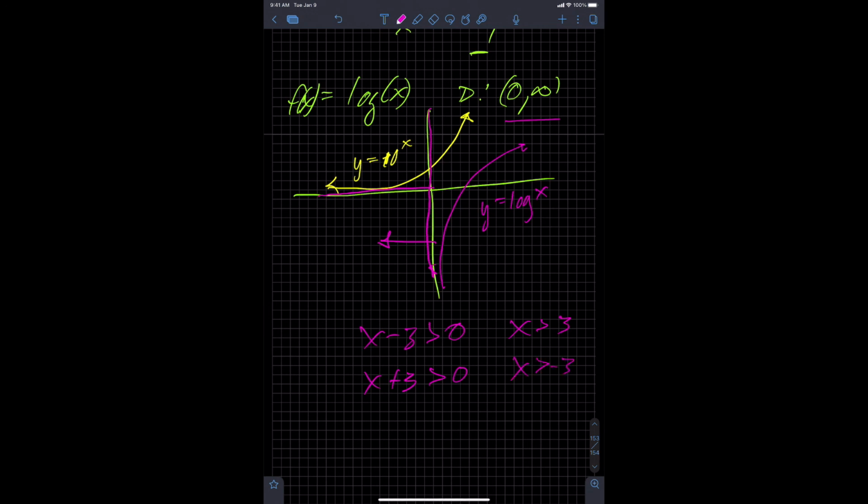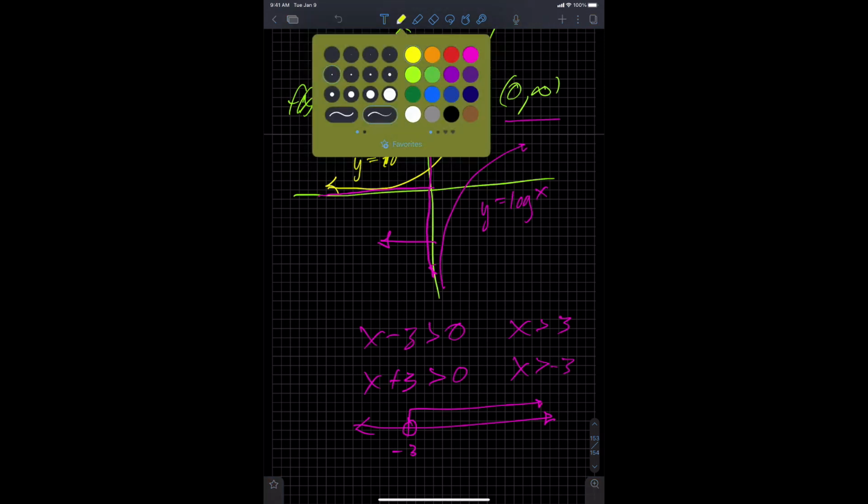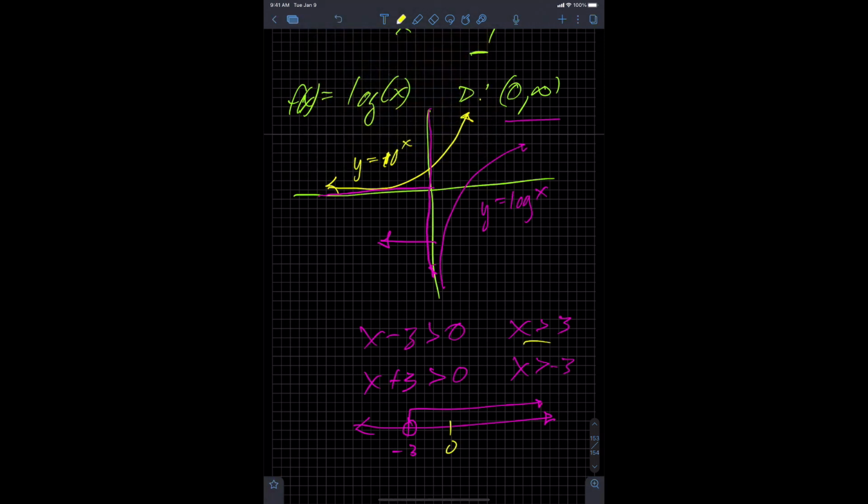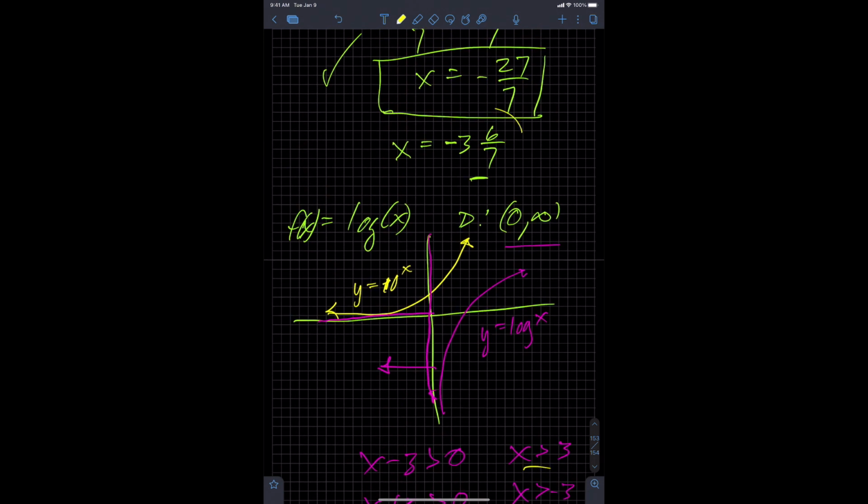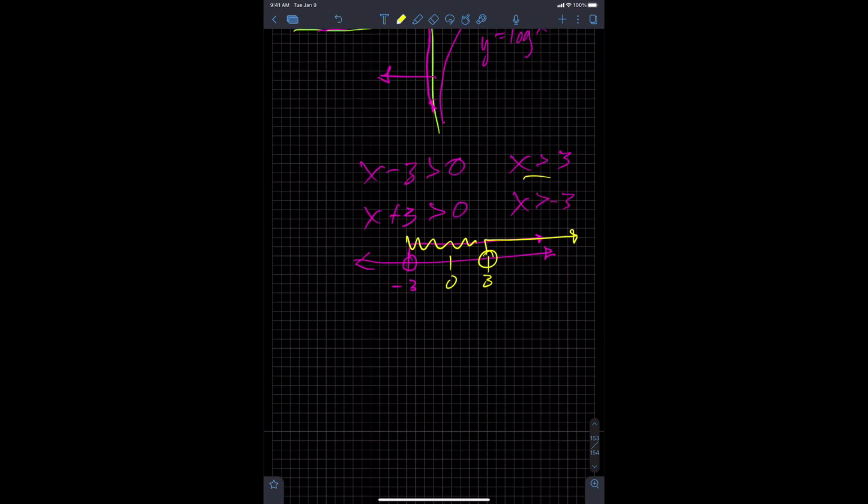So which one's the most restrictive? Well, the bottom one, x greater than negative 3, means the numbers have to be to the right. But x greater than 3 means that my numbers must be greater than 3, so I can't even include those. My input to the function must be greater than 3. But what do we have as an answer? A negative number that's not greater than 3, so this ends up being no solution. Hope this was helpful, although it may have been long.